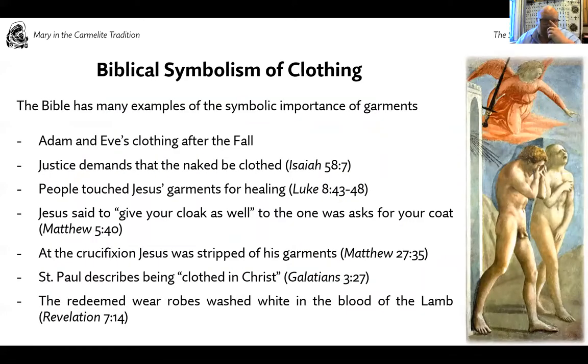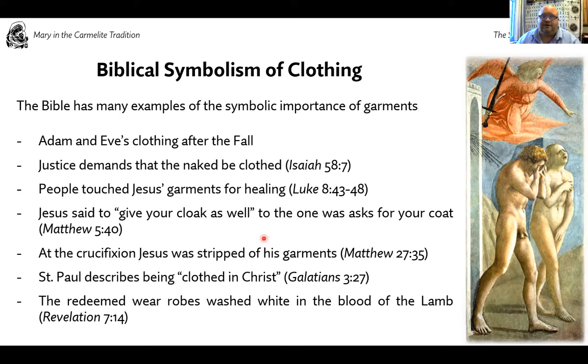And in the Bible, that symbolism of clothing comes across again and again. This image here is from the Carmelite Church in Florence, in Italy, and it depicts the expulsion of Adam and Eve from the Garden of Eden. And you remember that the first thing they did after the fall, after eating the fruit of the tree of knowledge, was to cover themselves up because they were ashamed of their nakedness.